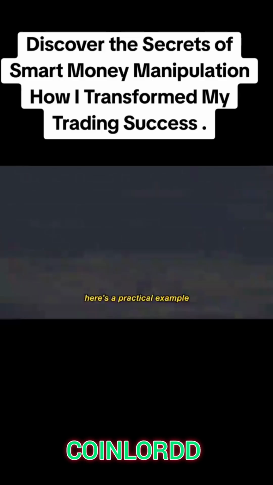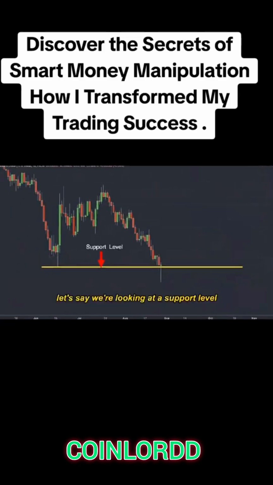Here's a practical example. Let's say we're looking at a support level and we notice several long wicks on the candles, each getting smaller as they get closer to the level. This indicates that sellers are trying to push the price lower but are losing momentum. When you see this, it's a good sign to start considering a buy position.